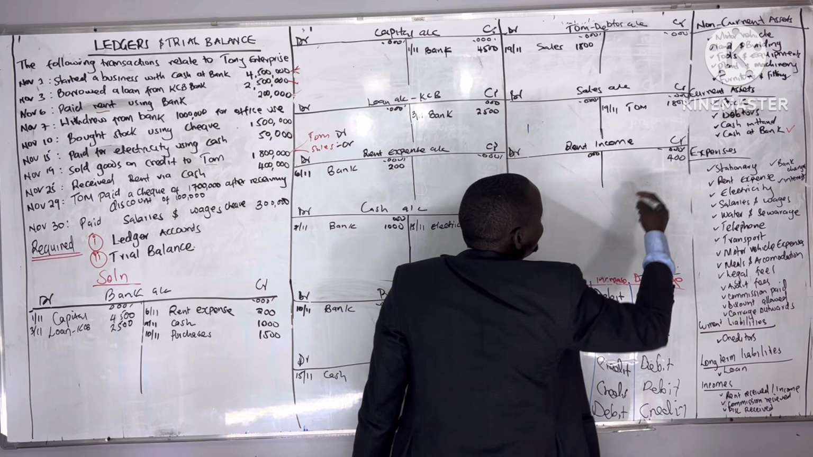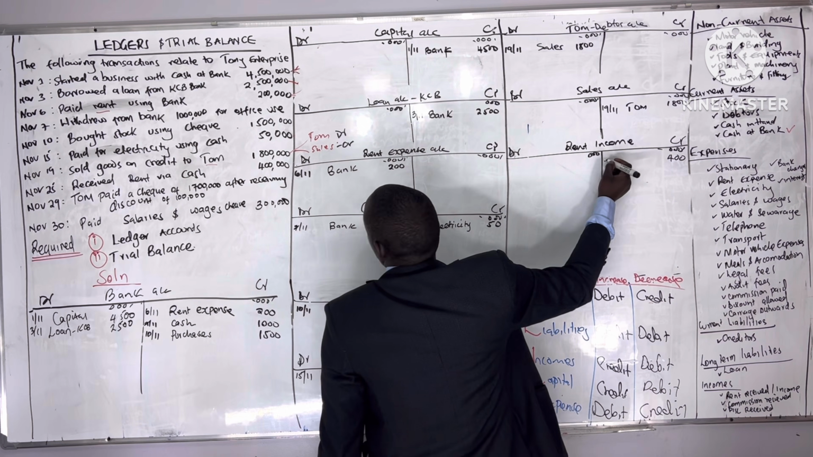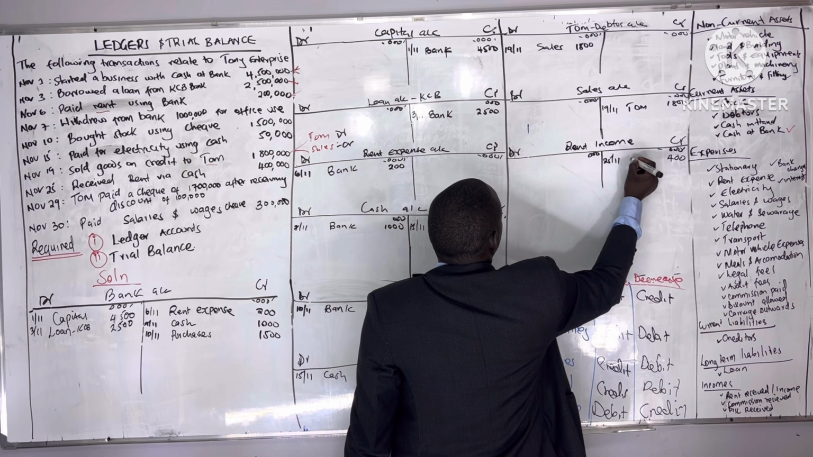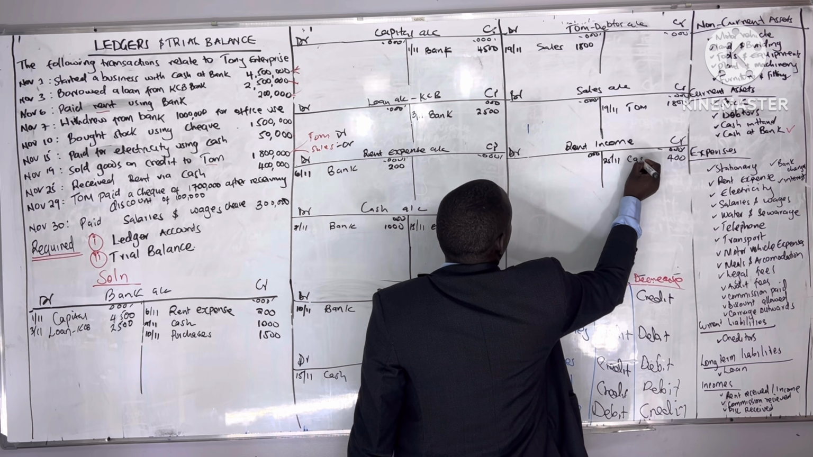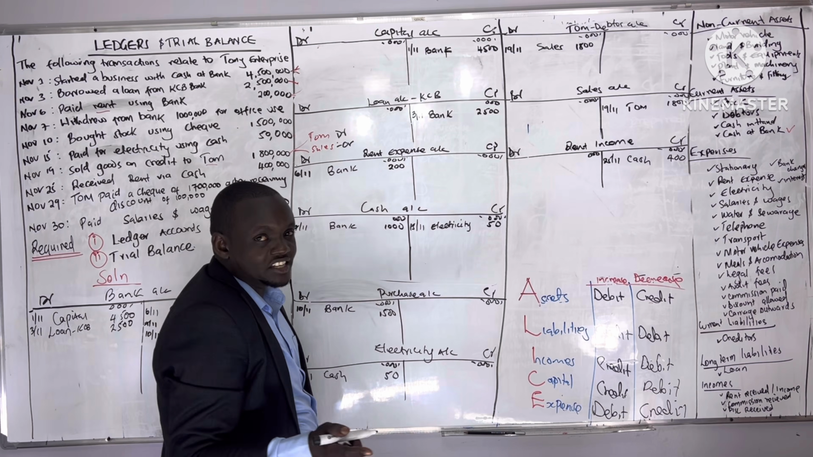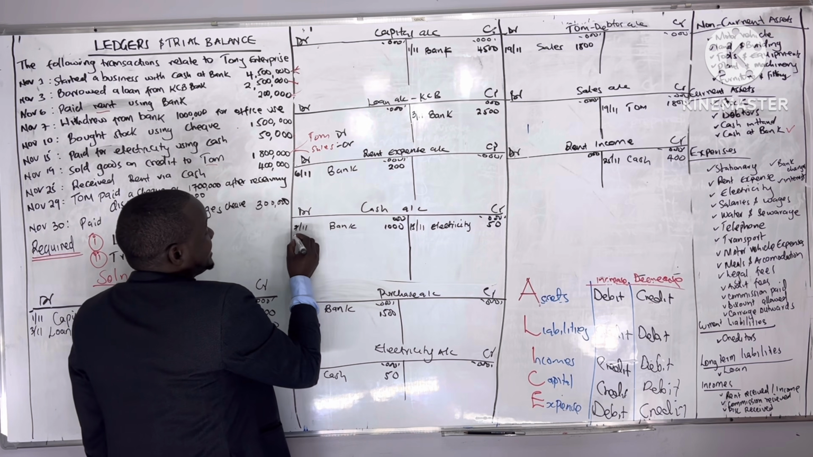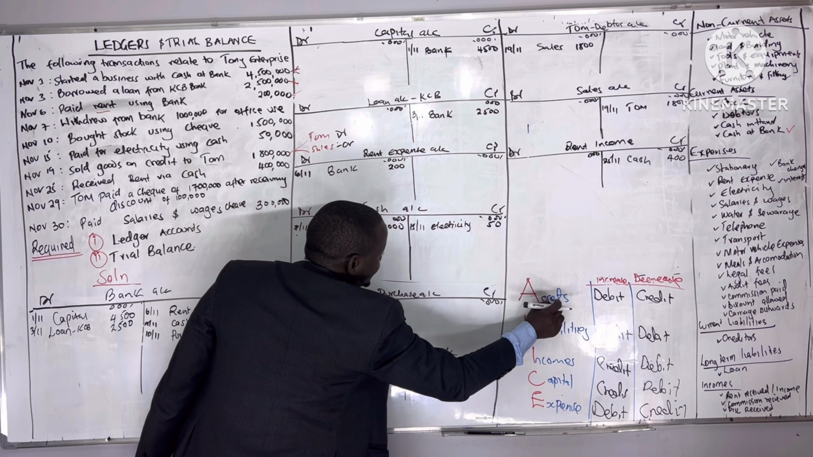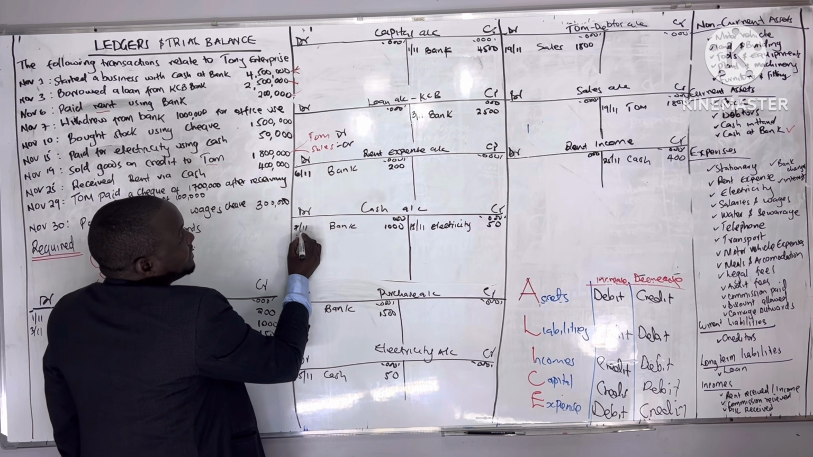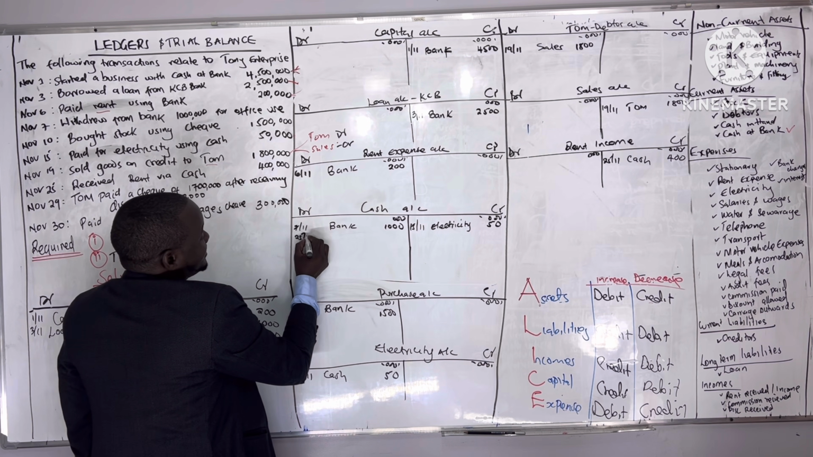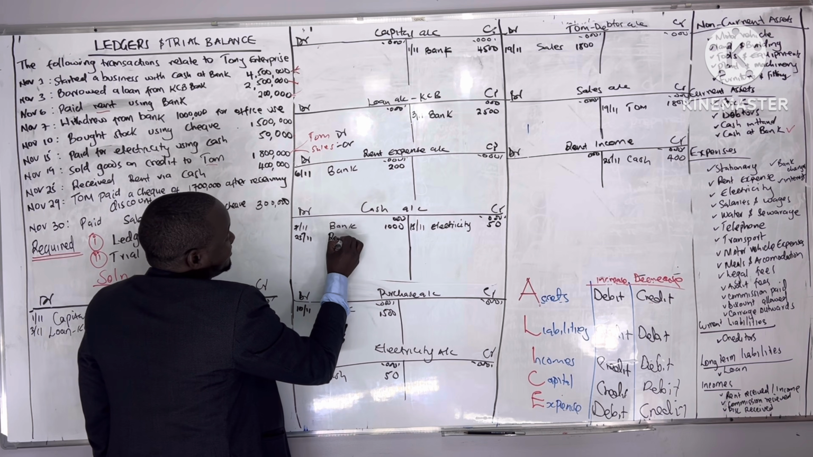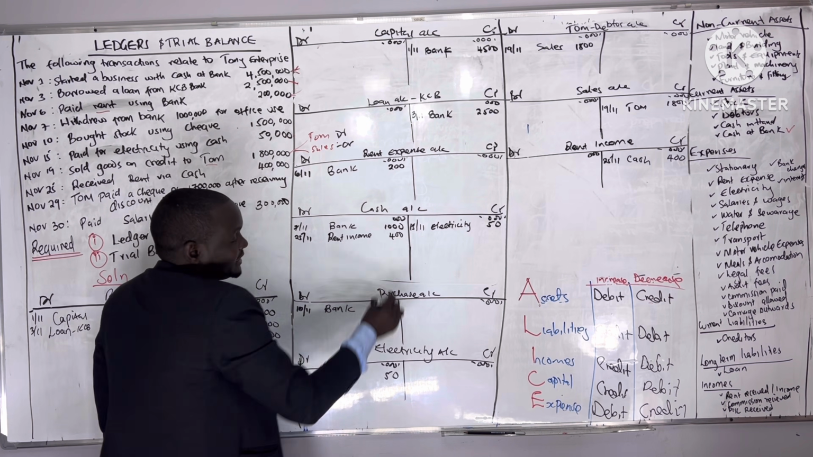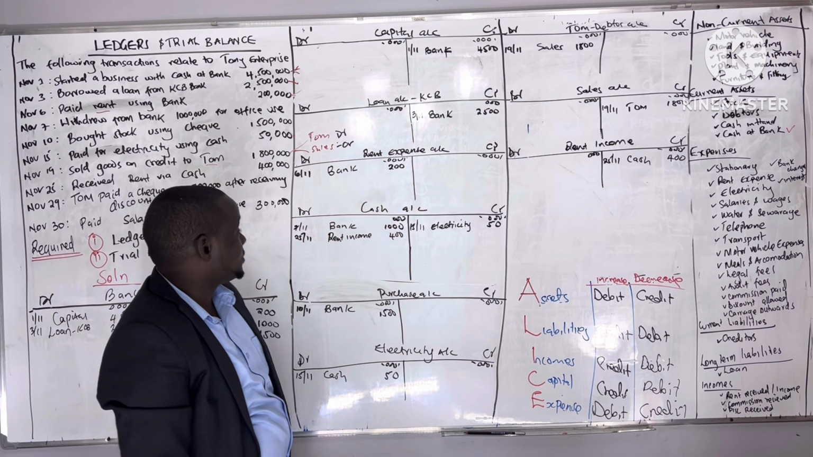Let me write the date first, 25th November. This rent was received in form of cash. Since you are receiving cash, I record a debit, an increase in cash, which is an asset. We have 25th, we received the rent income, 400. The next one.